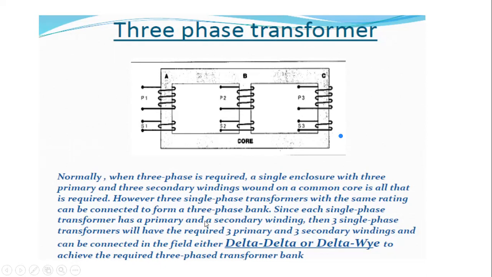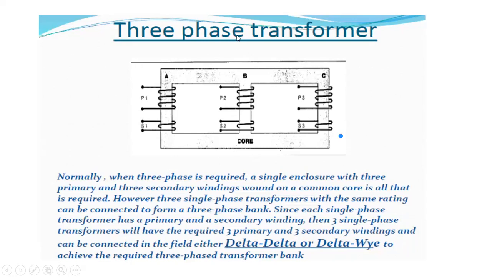Since each single phase transformer has a primary and secondary winding, in that case also we are using 3 primary windings and 3 secondary windings. Then 3 single phase transformers will have the required 3 primary and 3 secondary windings and can be connected in the field either delta or delta to star, to achieve the 3-phase supply.